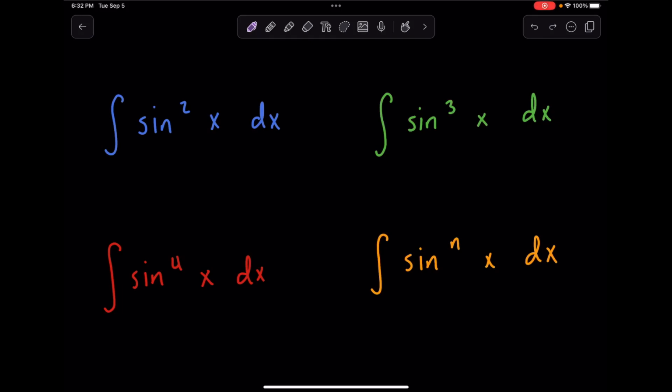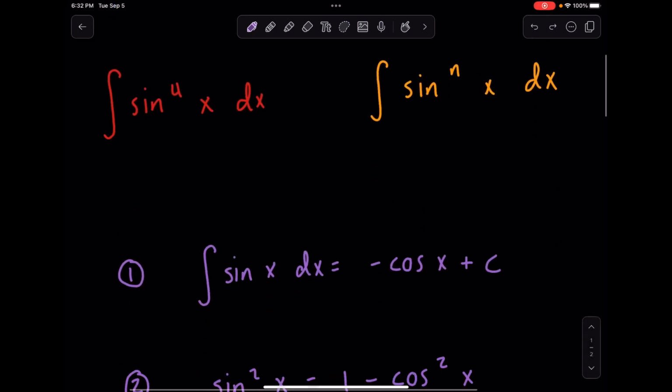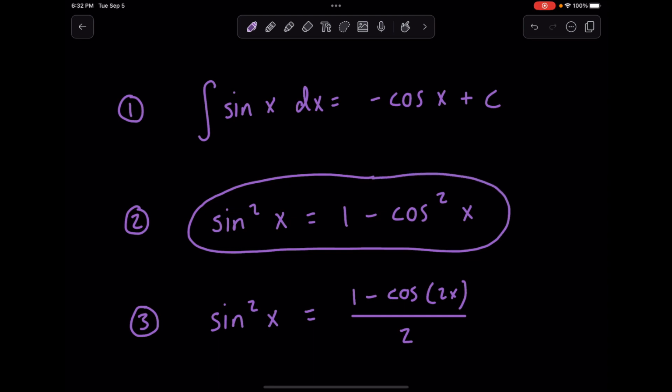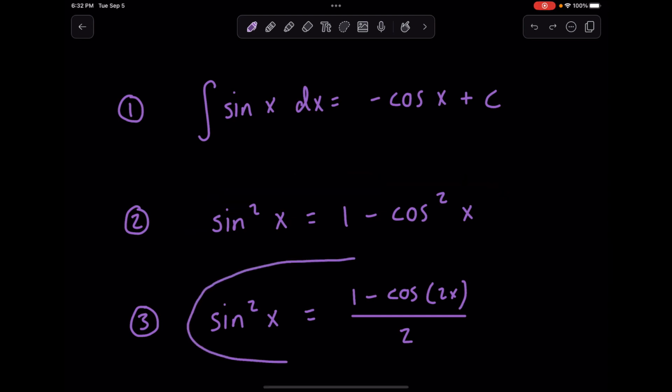In this video, I'm going to be covering how to solve the integral of sine to any power. So questions that look like this. There are three identities that are important to know. The first one is the integral of sine. The second one is an identity that you'll use when solving integrals of sine to an odd power. And the last one is an identity that you will use when solving sine to an even power.